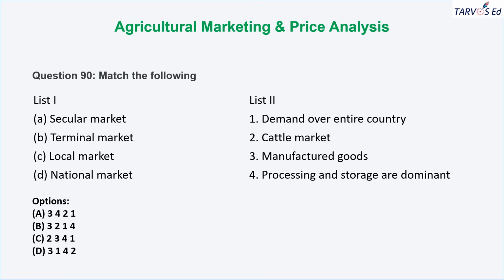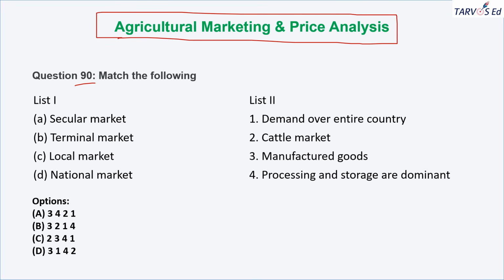Here comes the next question from Agricultural Marketing and Price Analysis. Question number 90. Again, a match the following question. So they have listed the types of markets and the goods that will be sold in that particular market. So try eliminating the options so you will get the correct option. The list of markets given are secular market, terminal market, local market and national market.